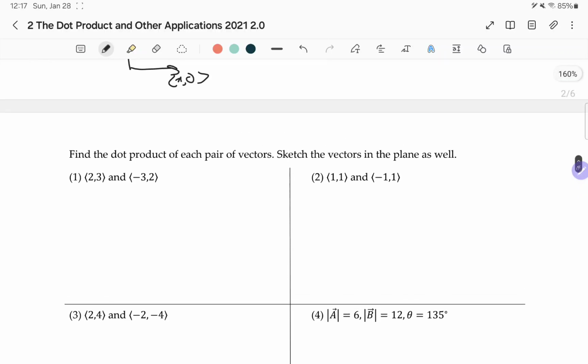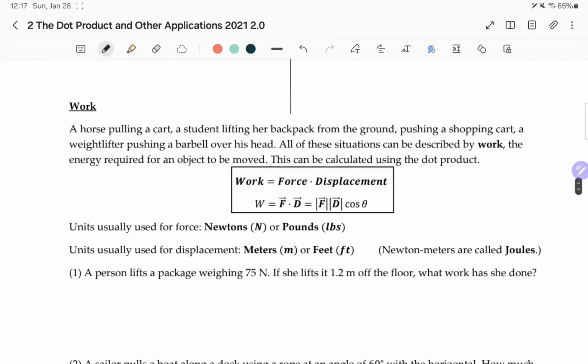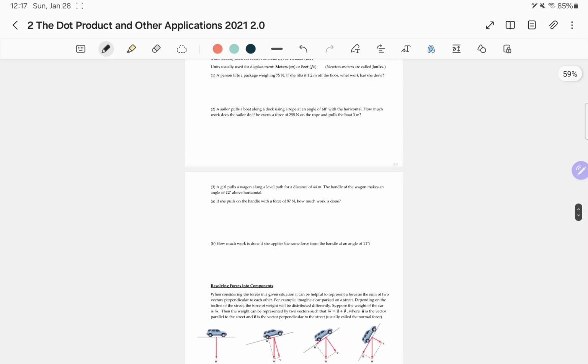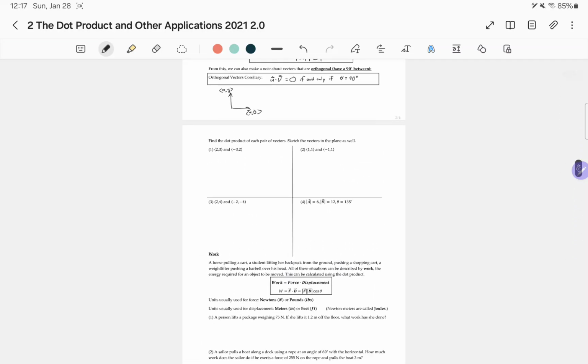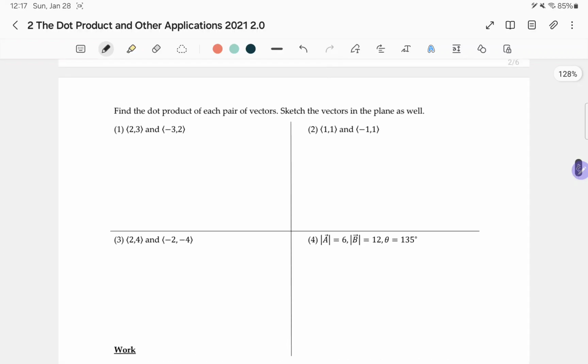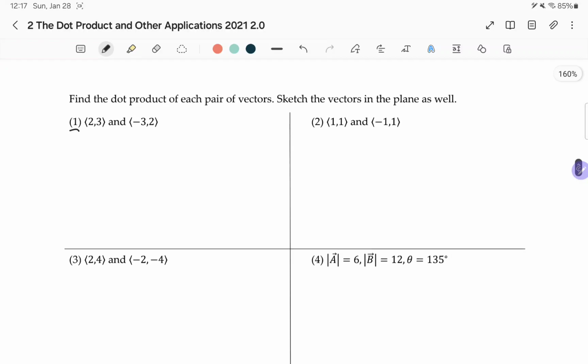So we're going to do some more of these problems, so to say. I'll probably do the first one, and then you guys can deal with the other ones. But it should be pretty obvious about what's going on. So first, sketch the vectors in the plane. This one's pretty easy. 2, 3 is somewhere around there. And then negative 3, 2 is somewhere around there. And if you notice, that should be a 90 degree angle. This should equal 0.